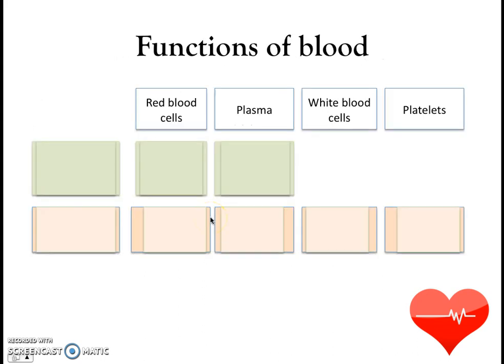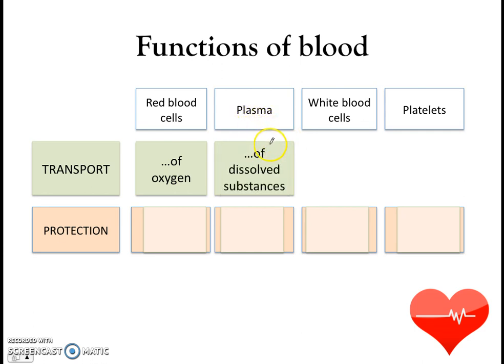So what are the functions of blood? Well, we can summarize it with this diagram here. There are 2 main functions of blood. The first main function is transport, and the second main function is protection. Alright, and we'll see how each of these components plays a role in these 2 functions. So red blood cells help in transport. They help to transport oxygen. Right, and plasma helps in transport. Plasma transports all sorts of different dissolved substances. We looked at some examples in the last video.